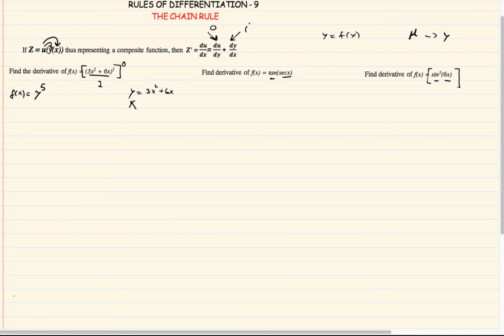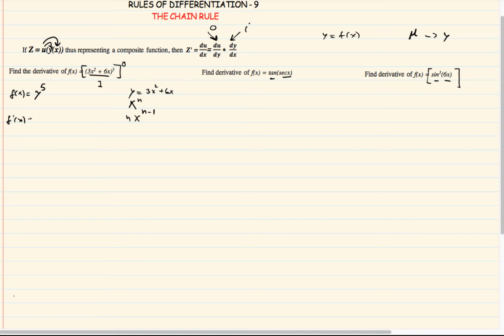So it was x raised to n, and what we did to find the derivative of that was n x raised to n minus 1. So this shows us that this kind of derivative is of the power nature. So how do we solve this?